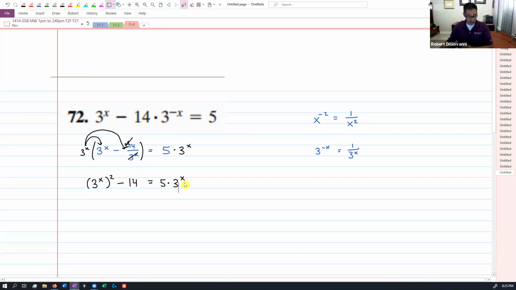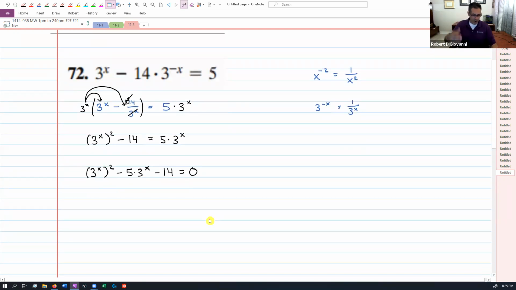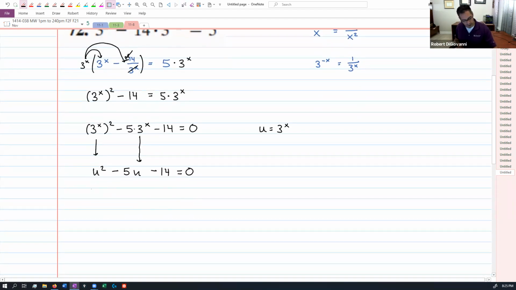So now I've got this. Well, the good news is if I move everything to one side of the equation, I'm going to move this to the left, which makes it negative 5 times 3 to the x. I'm going to put that in the middle and then put the minus 14 after it. Now this looks like a problem from the previous few problems. I can make a substitution. u is 3 to the x, and this becomes u squared minus 5u, because 3 to the x is u, and then minus 14 equals 0. And I've got a nice quadratic that hopefully factors.